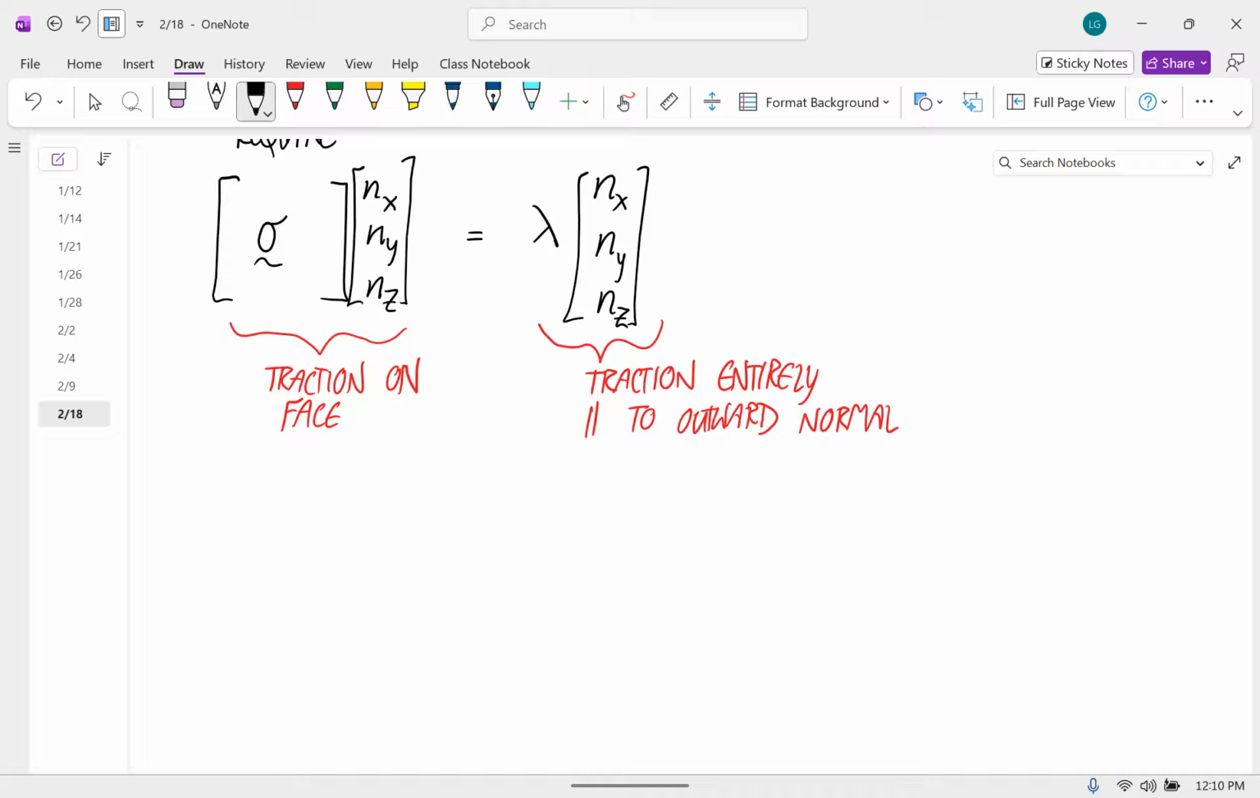Okay, yeah. Is it normal, or what's the n again? Okay, well, that is the outward facing normal for the face that we're looking at. So the outward facing normal on both sides of that equation are the same numbers, correct? Or are they different? Okay, so lambda then is the eigenvalue, which in this case is the principal stress.